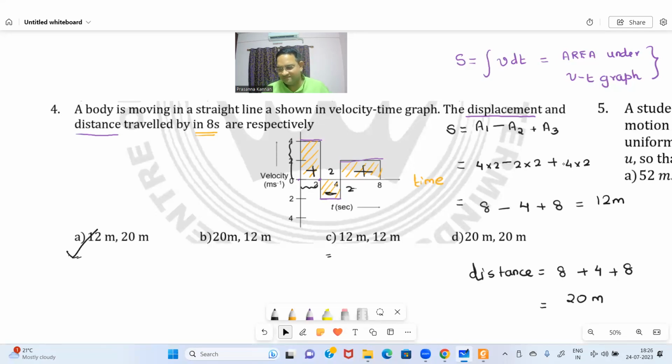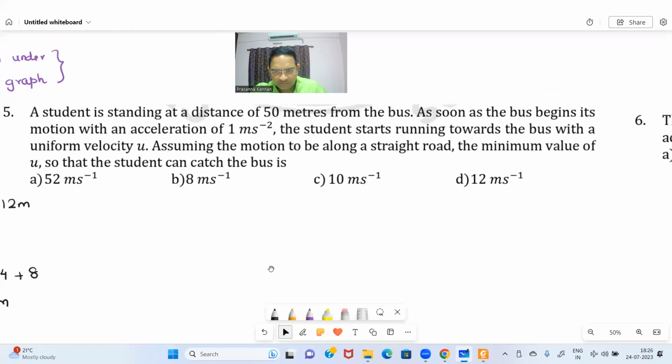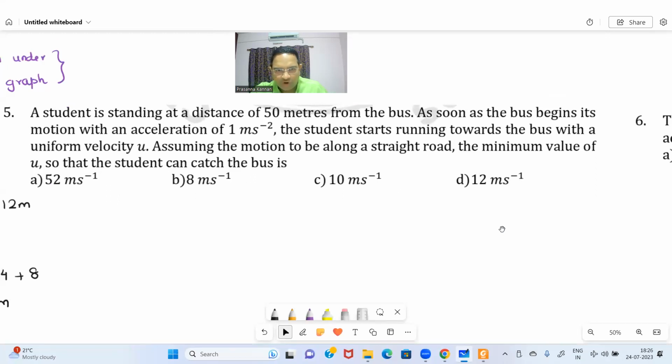Any doubts, students? No, sir. Excellent. Now we'll move on to the next question. Can you try this, students, on your own and share what would be the answer? This, you must have solved questions like these in your NCERT. Can you try now? I'll give you a minute.